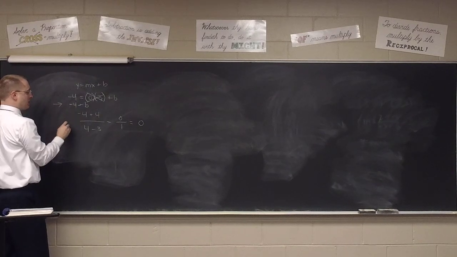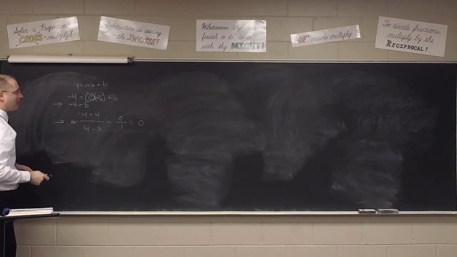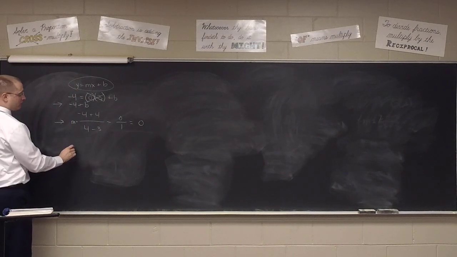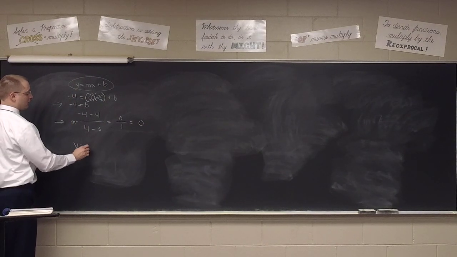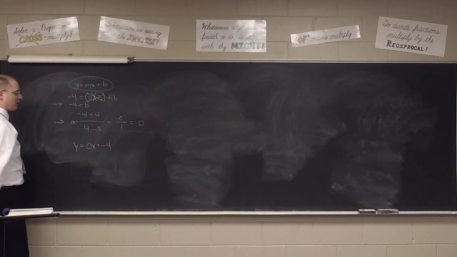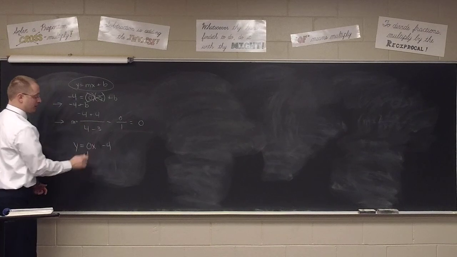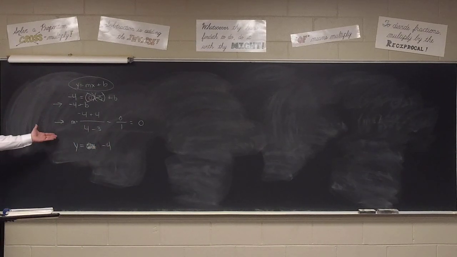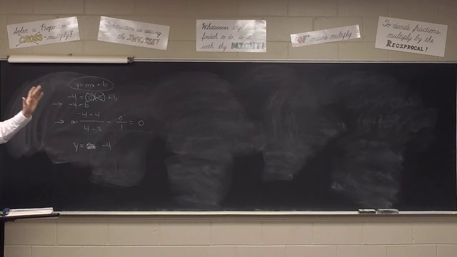Now, I know the b, I know the m. Going into y equals mx plus b, Brecken, we would get? Right, y equals 0x plus negative 4, y equals 0x negative 4, y just equals negative 4 if the slope is 0. And how many got y equals negative 4 or y equals 0x negative 4? Questions?